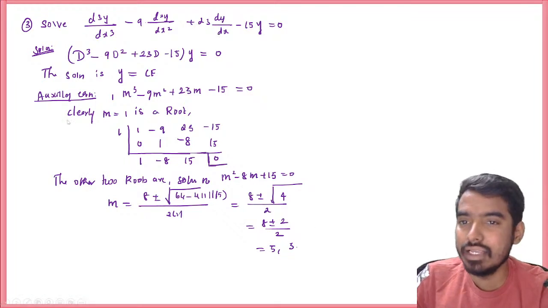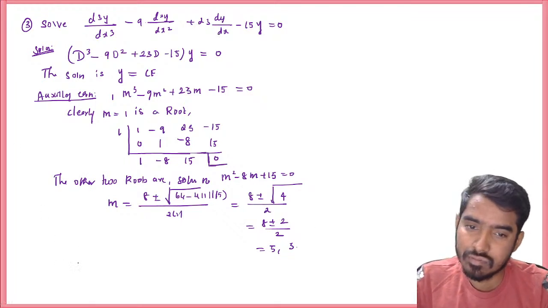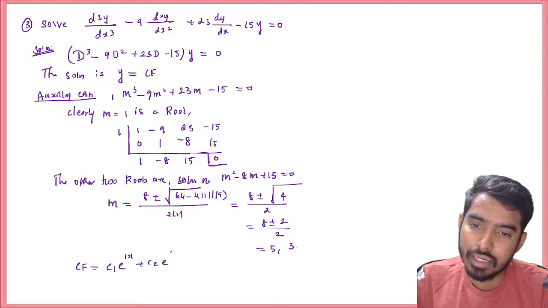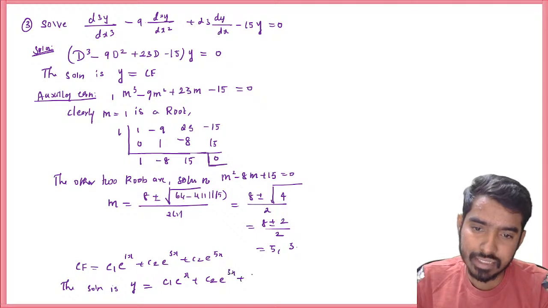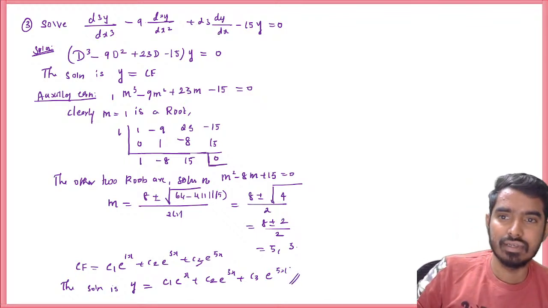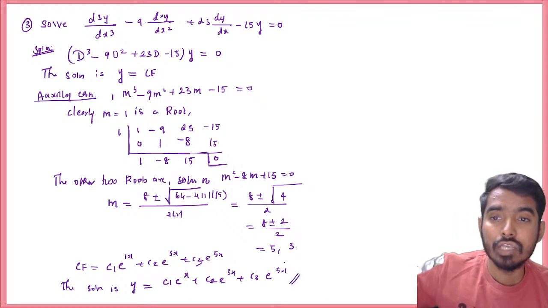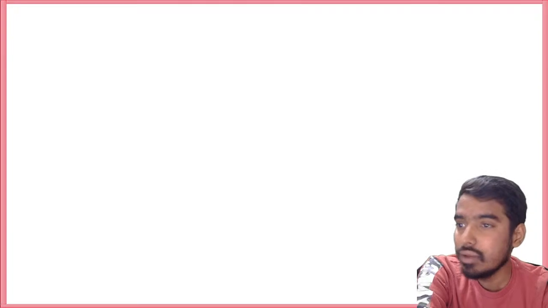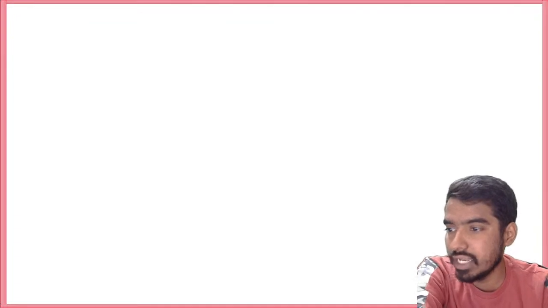Again, we are getting 3 distinct roots. The complementary function is given by c1 e power first root, c2 e power 3x, c3 e power 5x. The solution is y equal to c1 e power x, c2 e power 3x, c3 e power 5x. So type 0 is very easy. Usually you will have CF plus PI, but if you have type 0, the solution is only this. Okay. Now we'll move on to the fourth problem.